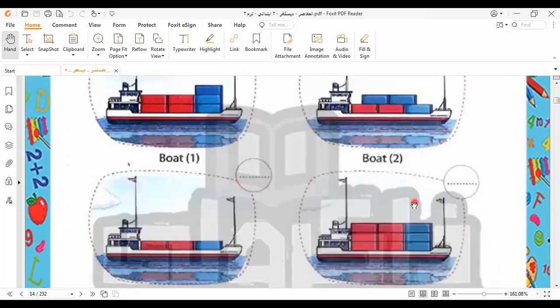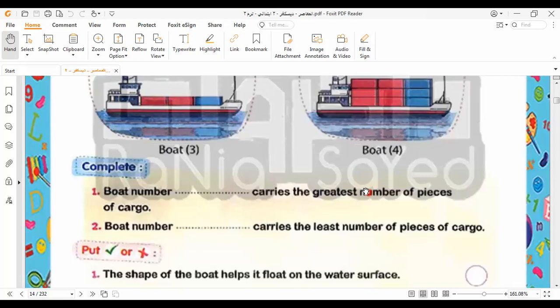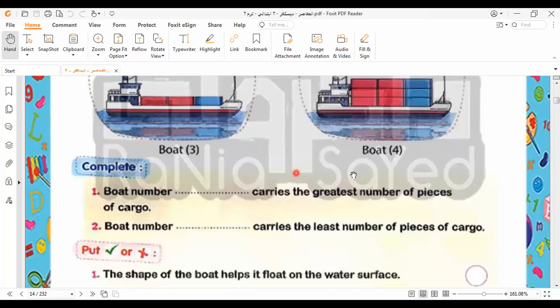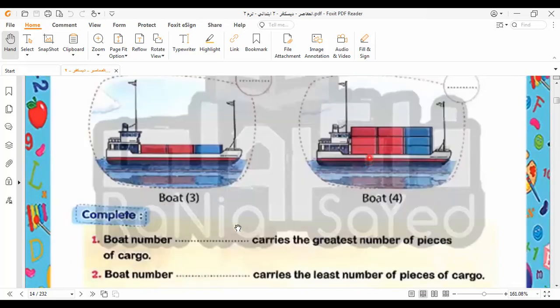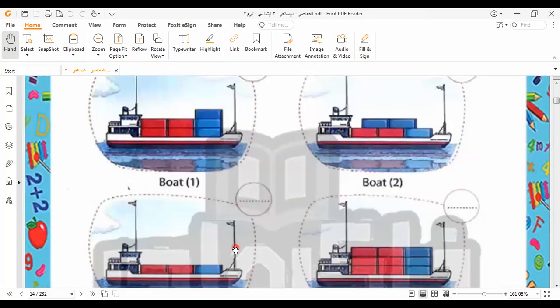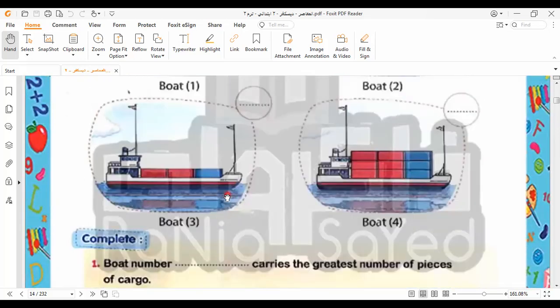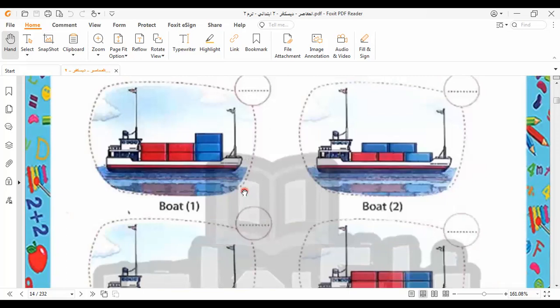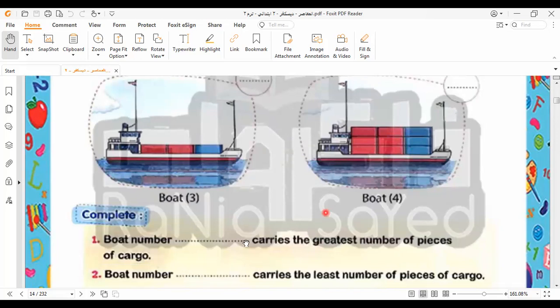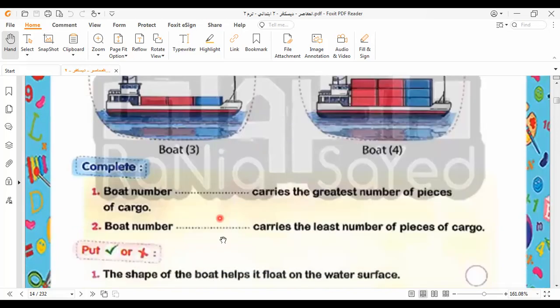So which one, by seeing this without counting also, is the greatest? Which one has the greatest pieces? Number 4. So I will select board 4 and put it here in this place. The one which has the least is board 3. By seeing without counting also, we say this is the least one. So the greatest one is number 4, and the least one is number 3.